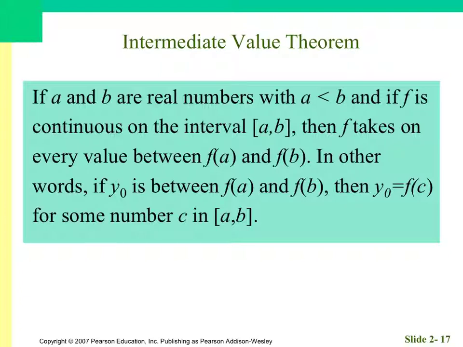If a and b are real numbers with a less than b, and if f is continuous on the interval from a to b, then f takes on every value between f of a and f of b. In other words, if y sub naught is between f of a and f of b, then y sub naught equals f of c for some number c between a and b.